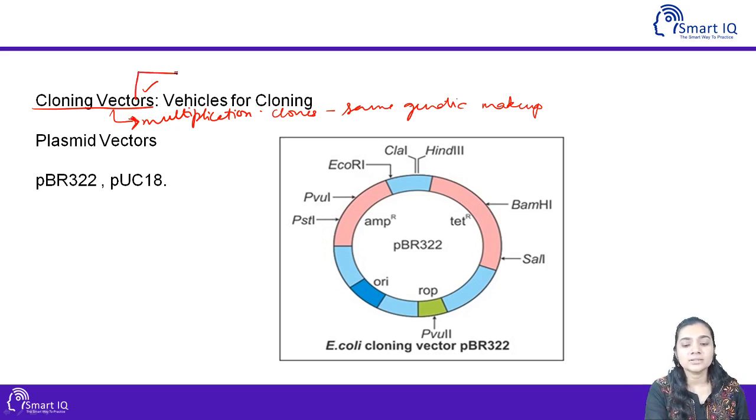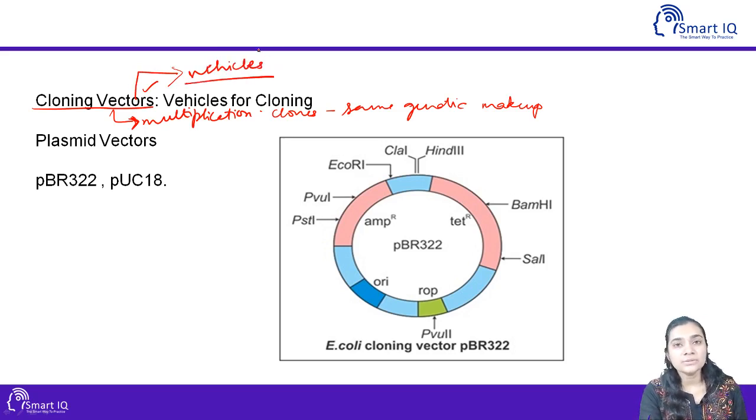Now vectors, what are vectors? Vectors are vehicles. What do you mean by vehicles? A vehicle is something that will transport the cloned or transgenic, the manipulated genome, from the culture medium or the culture host to the desired cell or the desired organism. Without vectors, we have very few possibilities of getting a good yield.